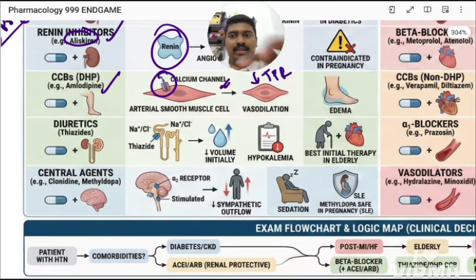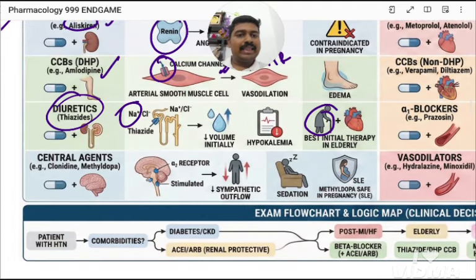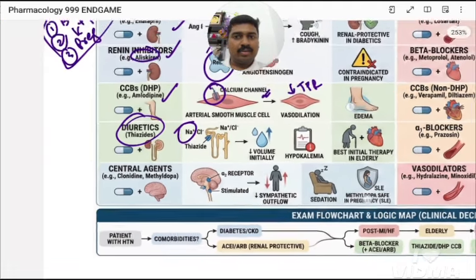Next is diuretics. Diuretics act on the kidney. They will decrease the overall circulating volume. They decrease reabsorption of sodium and chloride, so that's why they cause decreased circulating volume. But there's one problem with this, that is it will cause hypokalemia, because when it decreases sodium absorption, it will increase potassium excretion also. That's why it will cause hypokalemia. This is the best initial therapy in elders, these diuretics.